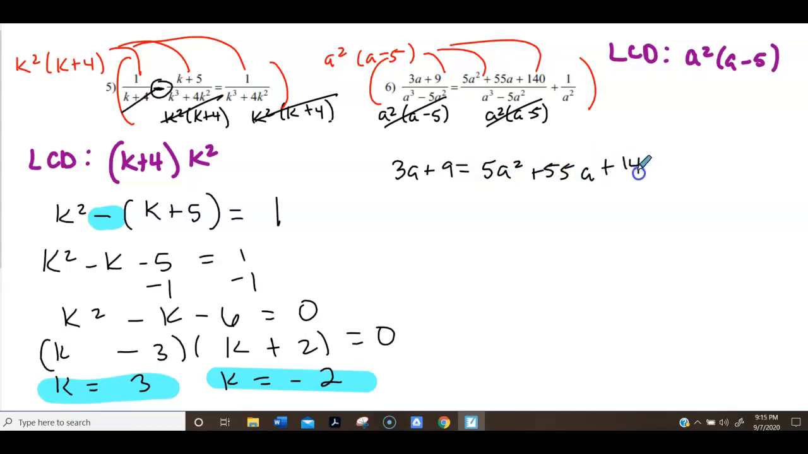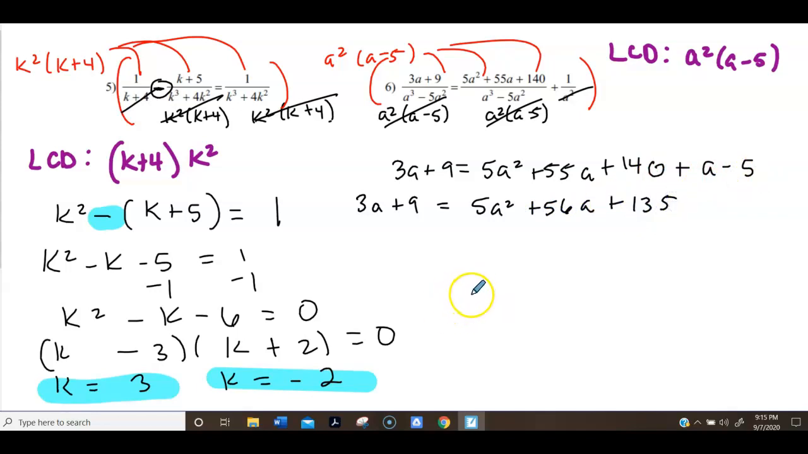leaving me with 5a squared plus 55a plus 140. Again, I factored it, but nothing reduced, so I just left it. And then a squared is going to cancel with a squared, and a minus 5 times 1 is a minus 5. So this is a subtract 5. Now you're going to combine my terms, so you have 3a plus 9 is equal to 5a squared, 55 plus a is 56a, and 140 subtract 5 is 135.